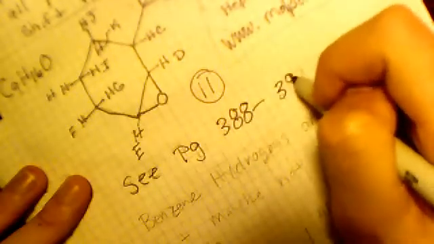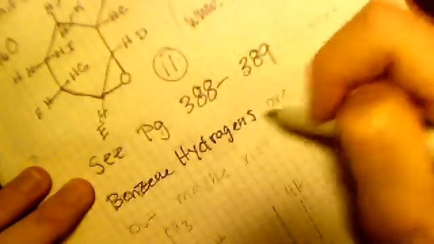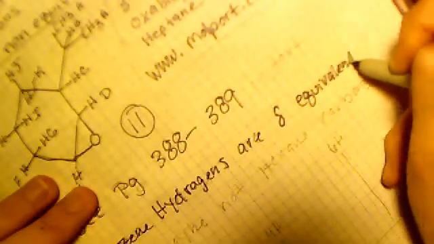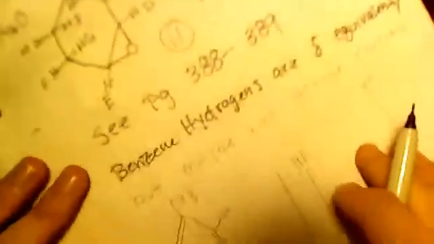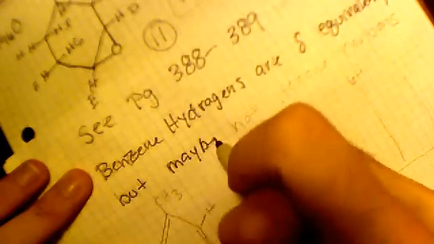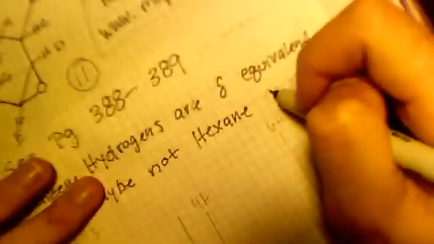So a little explanation that I found that I hope kind of clarifies why there's 11. So in the text, see page 388 to 389. And okay, so in the text there they talk about benzene hydrogens. So benzene hydrogens are chemical shift equivalent. But from what I read there, I'm going to say but maybe not hexane hydrogens.